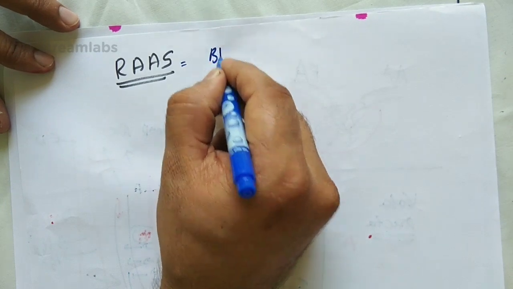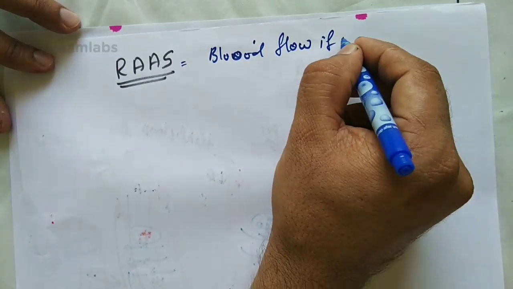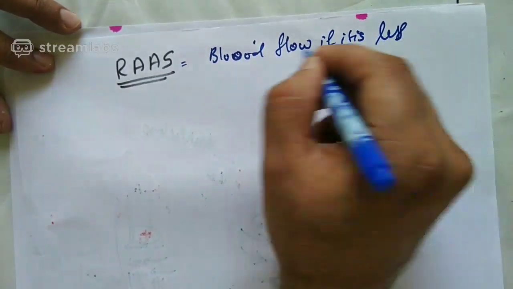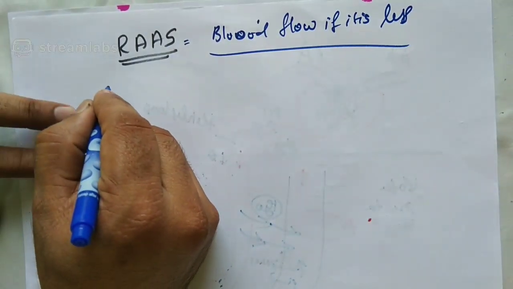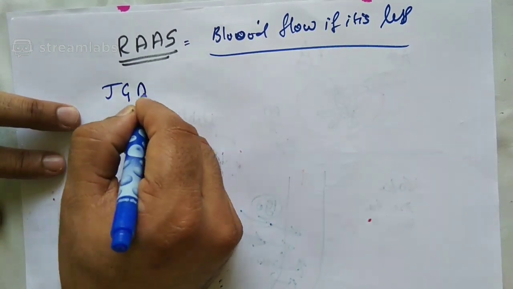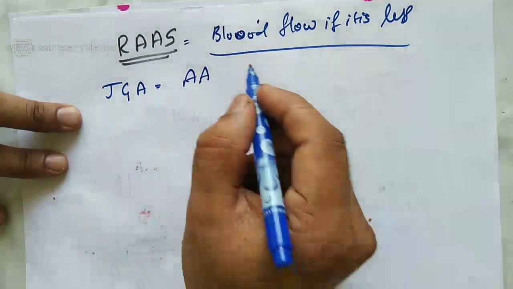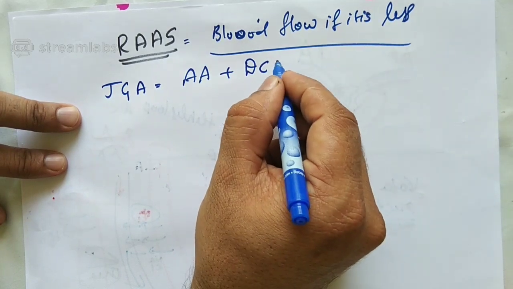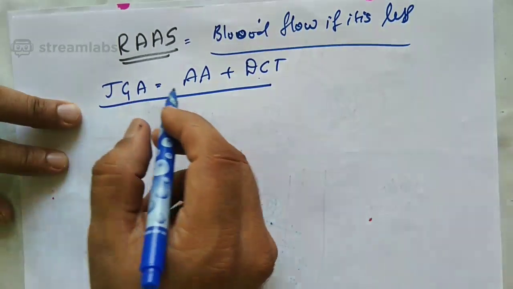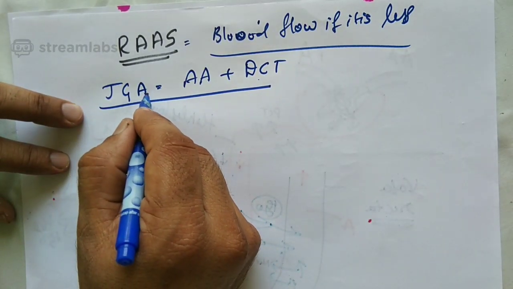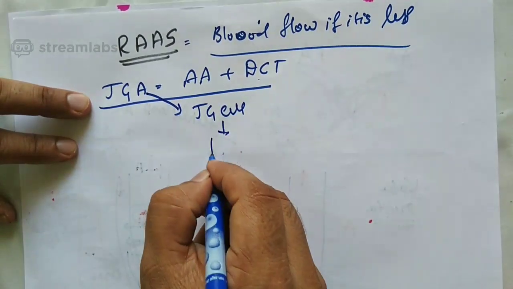That means when a blood flow is less, what happens? See here. When a blood flow is less, the cells called cells of the juxtaglomerular apparatus. What is the juxtaglomerular apparatus? Cells of afferent arteriole plus DCT. Very easy to remember. AA plus DCT is equal to JGA. Remember. So the cells of the juxtaglomerular apparatus, called juxtaglomerular cells, secrete renin.